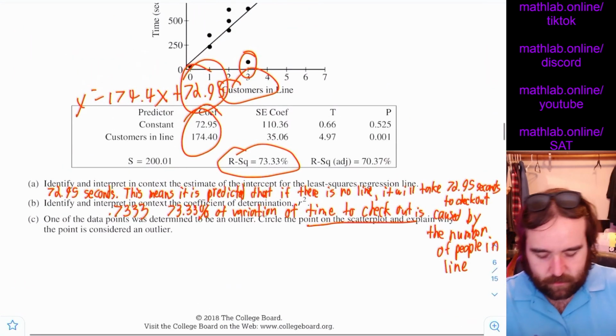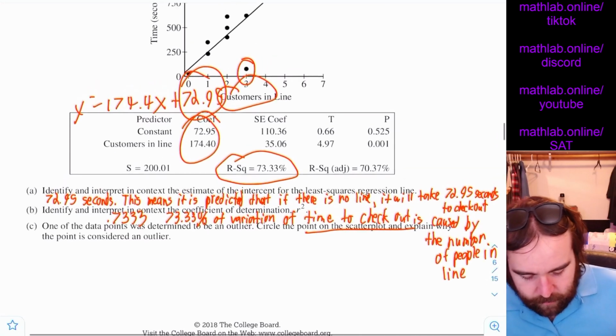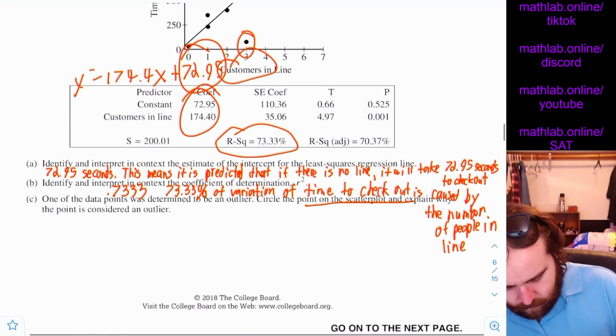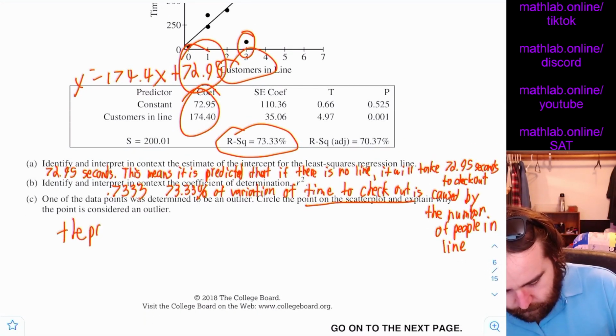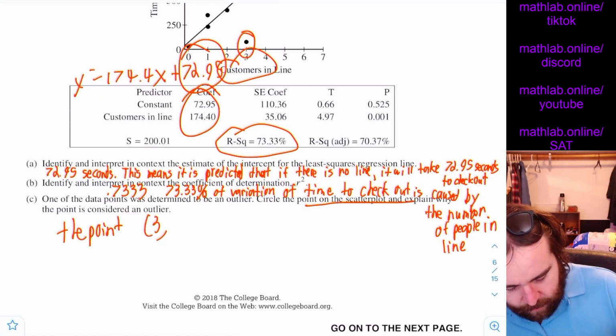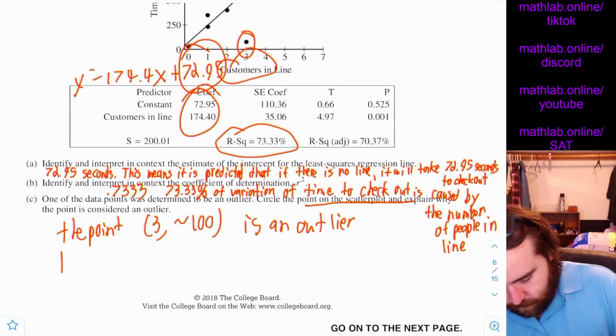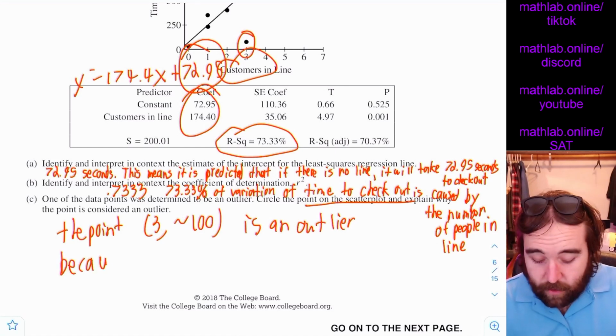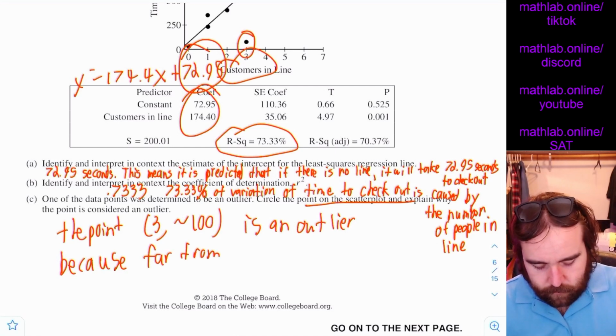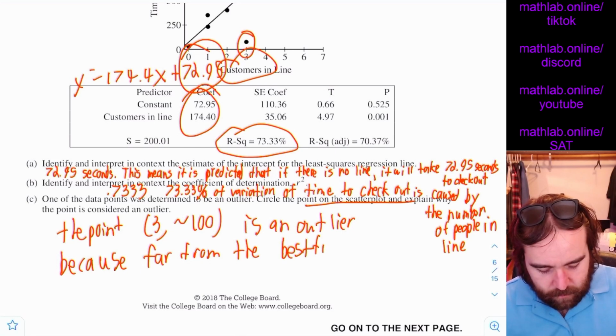Oh, and then this is easy. I already even circled the outlier of 3. So the point 3 comma roughly 100 is an outlier because it is far away from the best fit line. Line of best fit. I'm going to say best fit line. That should be fine too.